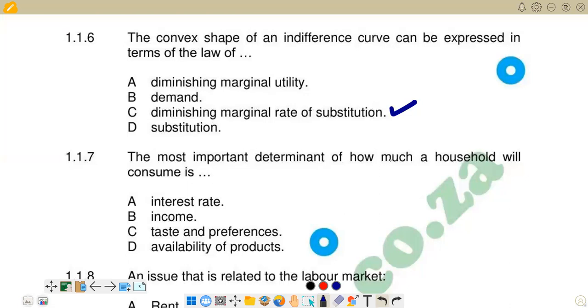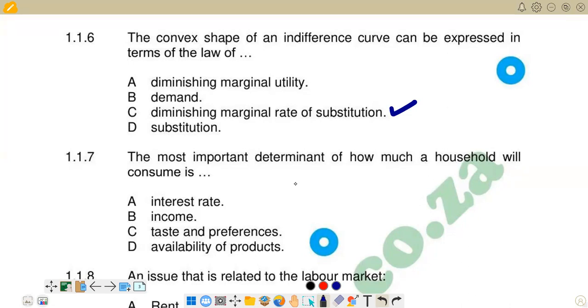Then you go to 1.1.7, the most important determinant of how much a household will consume is. So we are saying the level of consumption of a household is mainly determined by what? We look at the responses, and all the responses that we have can lead to that. But which one is the most appropriate? We look at interest rates. Interest rates on their own mean the cost of borrowing. So when this cost of borrowing is reduced, it's now easier or cheaper for the public to borrow more money, and then obviously their potential to consume will increase. But it's coming in an indirect way.